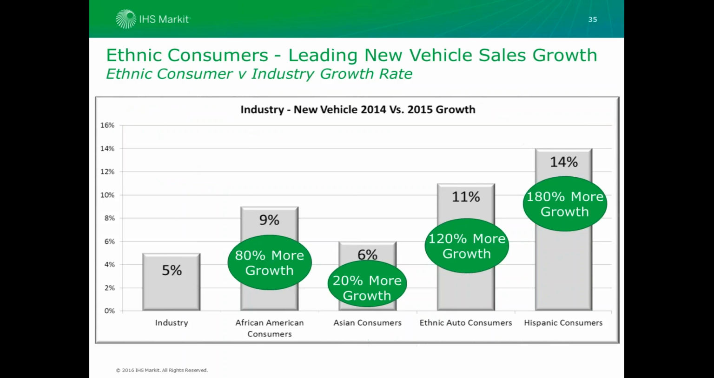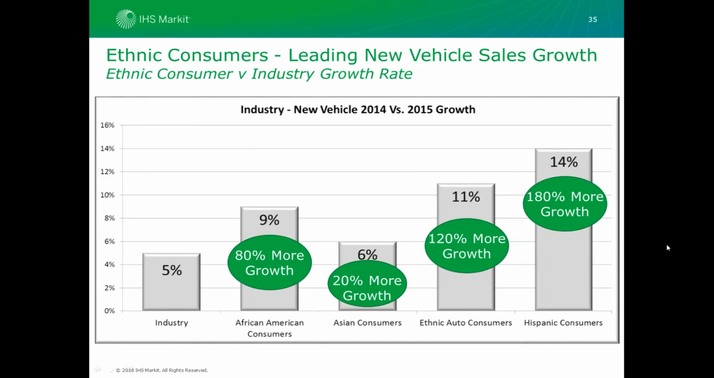Now, what's happening here? Obviously, people are moving toward import vehicles. I don't think that's a big surprise to anybody, but there's a number of things going on. And one of the things I wanted to point out is just the type of consumer that's driving this. You can see on the left there, the industry was up about 5%. And you can see the different ethnic consumers, African American, Asian, ethnic as a total, and Hispanic. And you can see each one of those groups is growing more than the industry overall, with Hispanic consumers growing at about 180% of the industry rate.